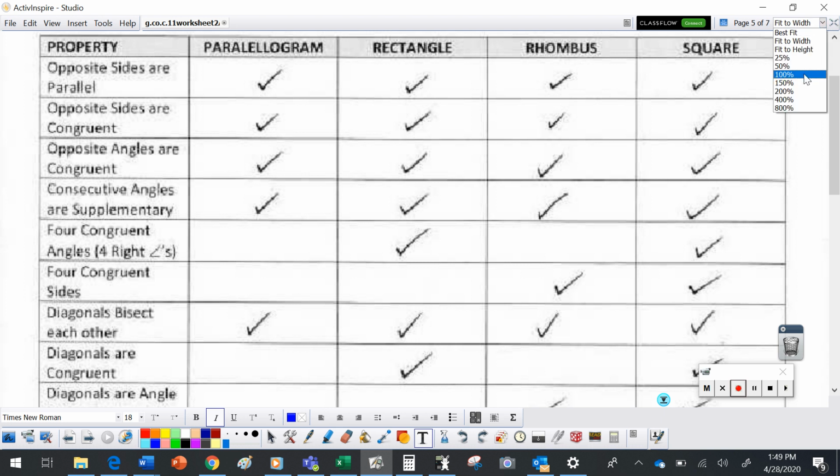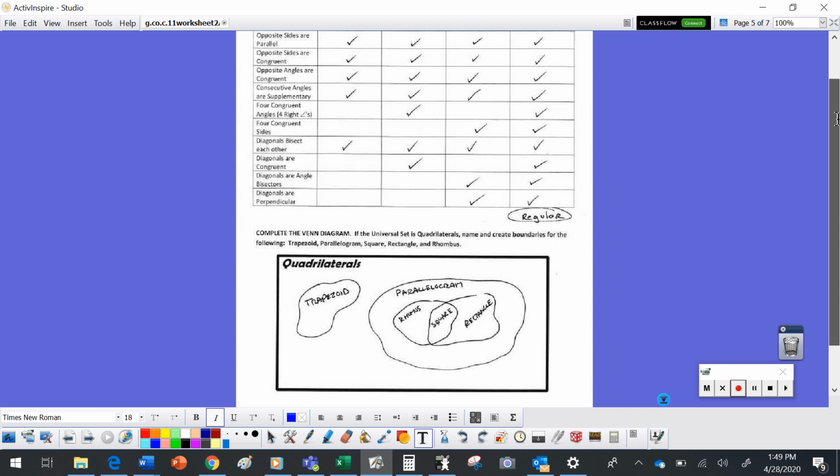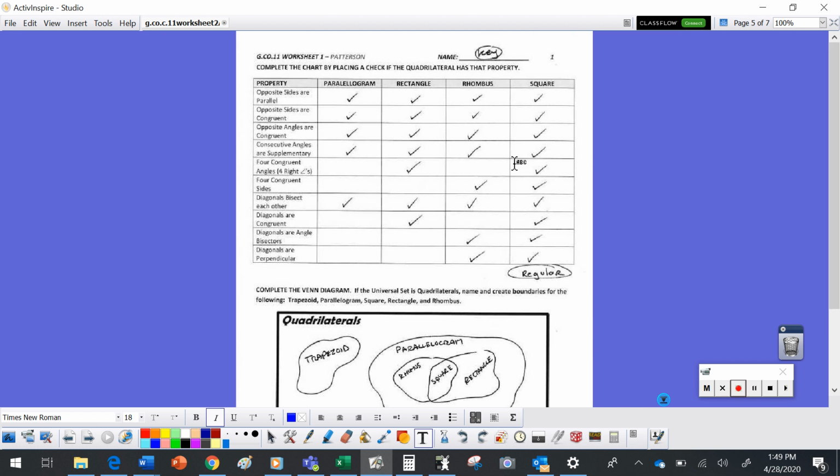Okay, let me make this a little bit smaller so you can see the whole thing. There we go. Okay, so this is kind of your shortcut right here. Any property you want to know which one of these figures has that property, just check out the checklist. And like I said, this is on that notes page inside your class notebook. All right, now let's get to the meat of the matter.